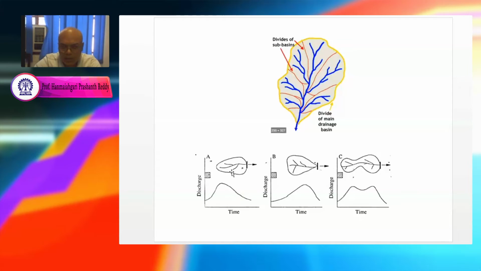You see at the bottom, there are three figures. Depending on the shape of the basin, the flood hydrograph shape is affected. If you look at the first figure, this is a kind of fan shape. This is called a fan shape.